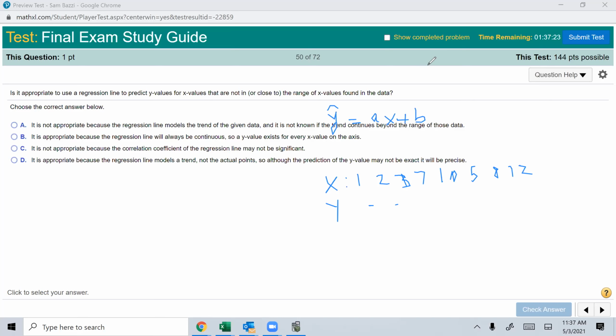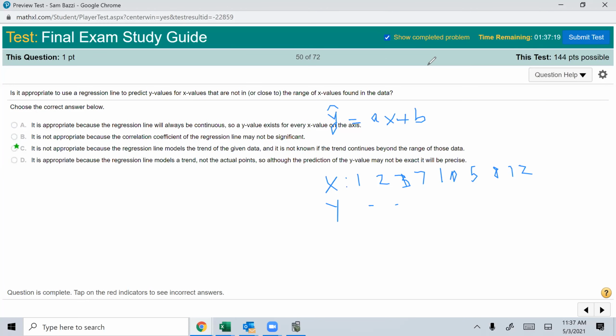But if I ask you to find the y value when x is 8, definitely you should be able to do it because 8 is within the range. So it's not appropriate because the regression line models the trend for the given data, and it's not known if the trend will continue to work when you go outside of the range or not. So just remember that, guys.